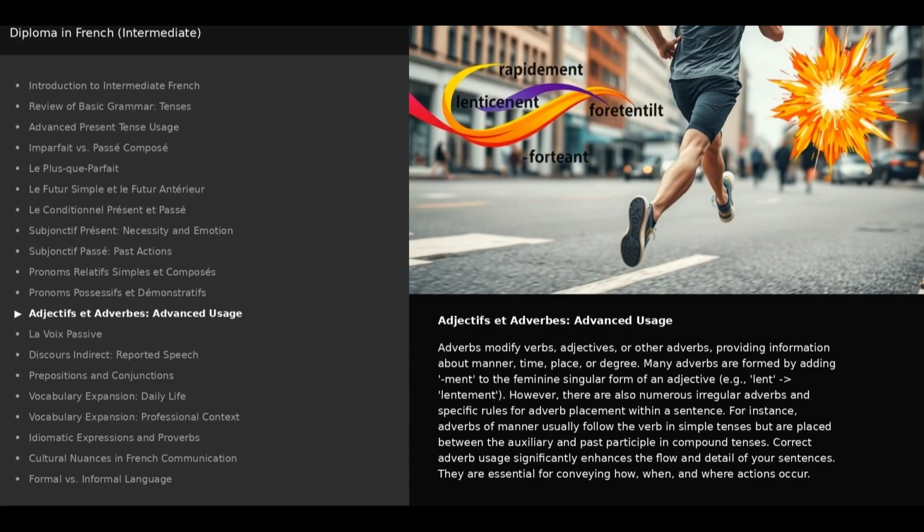For instance, adverbs of manner usually follow the verb in simple tenses, but are placed between the auxiliary and past participle in compound tenses. Correct adverb usage significantly enhances the flow and detail of your sentences. They are essential for conveying how, when, and where actions occur.